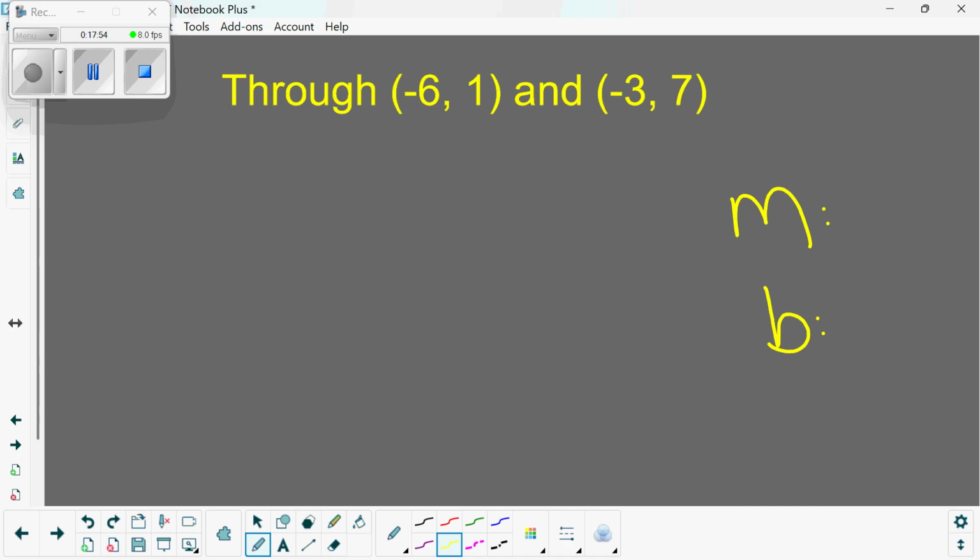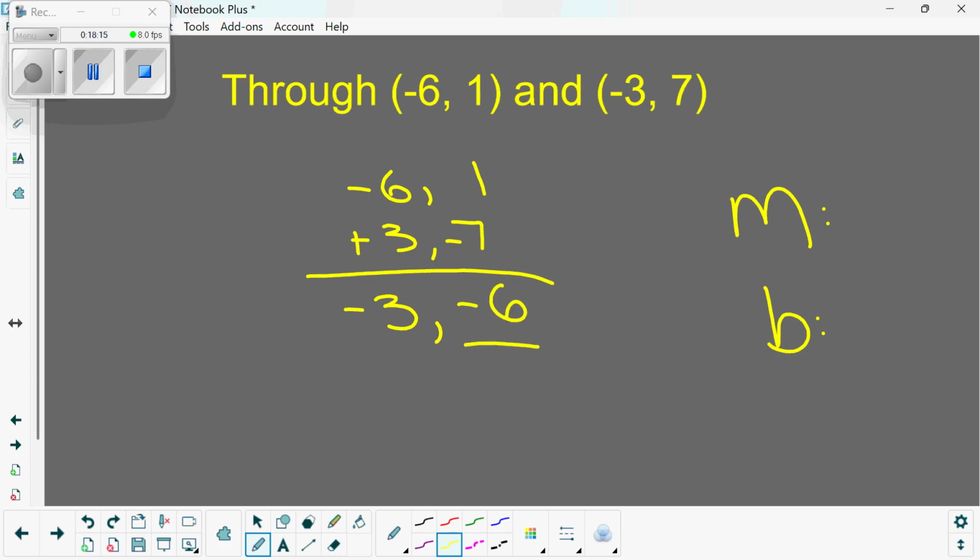Okay, let's do this. Find M, find B. Let's go all the way through it. You guys ready? First up, -6, 1, -3, 7. I am going to change the bottom ones. So here's what I got. -3, -6. Look at my slope. So nice. Slope is 2.